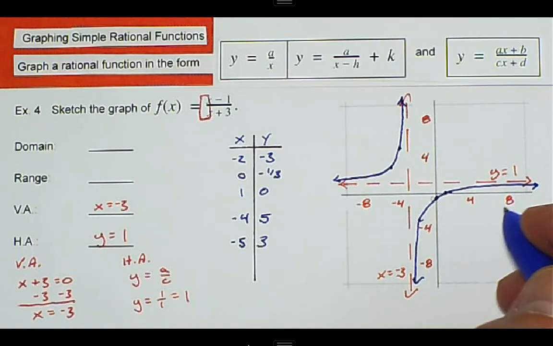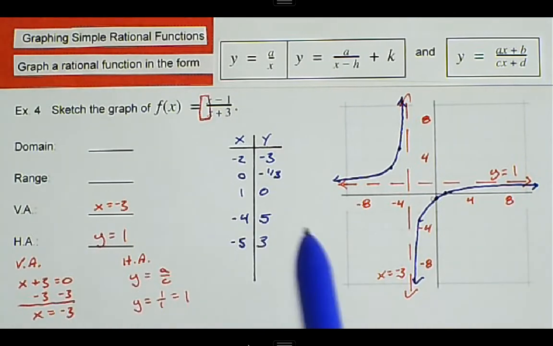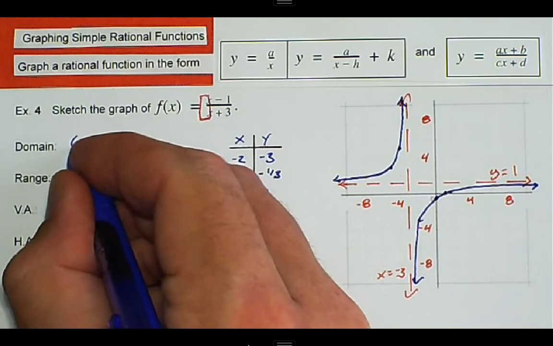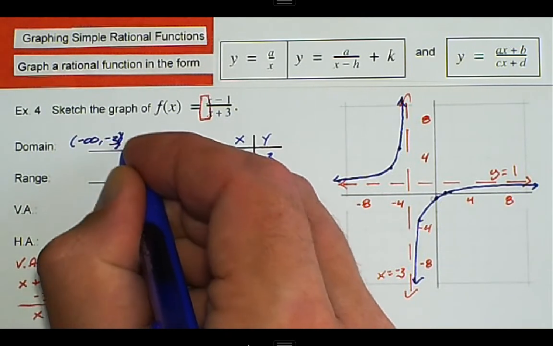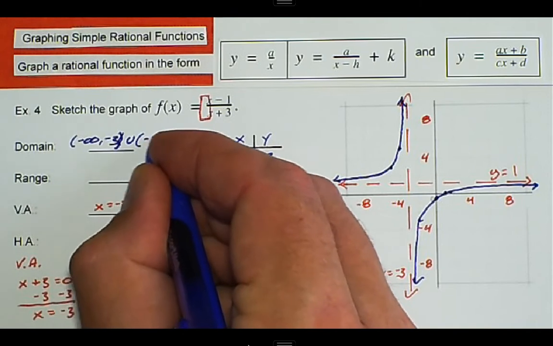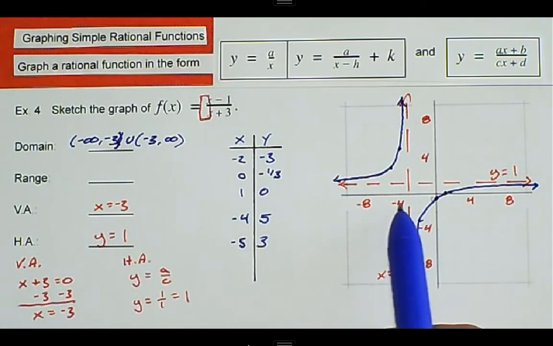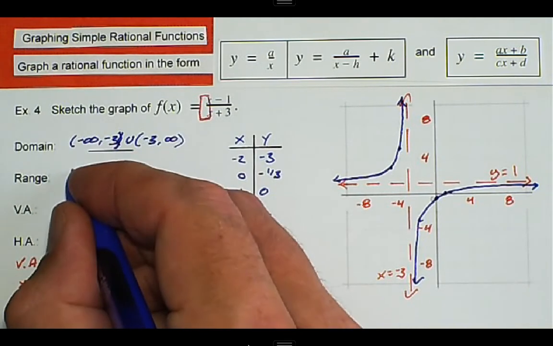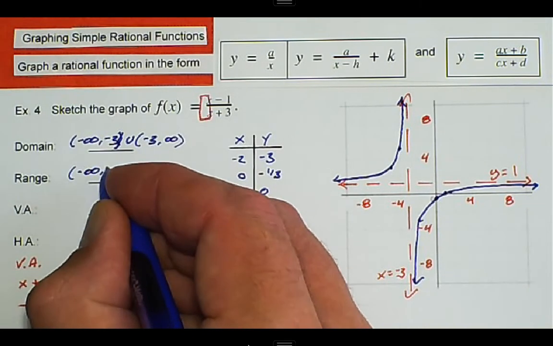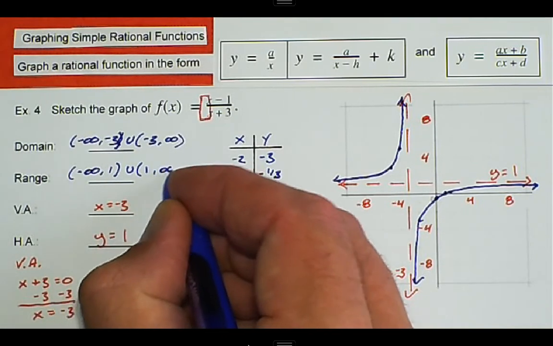Next thing we have to do is check our domain and range. And our domain are all the x values, which is everywhere except for -3. So we can go from -infinity to -3, union -3 to +infinity. And our range is defined everywhere except y equals 1. So that goes from negative infinity to 1, union 1 to positive infinity.